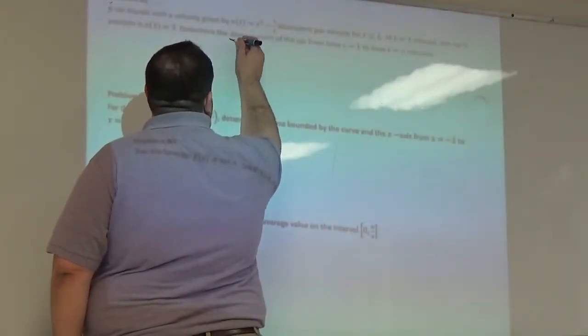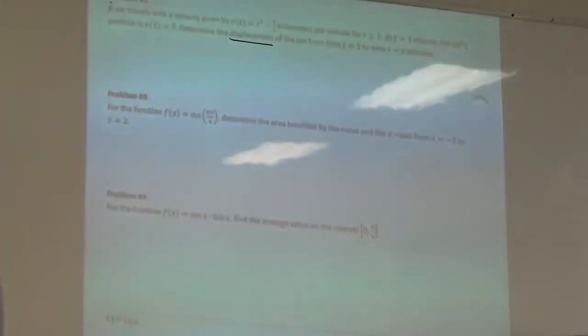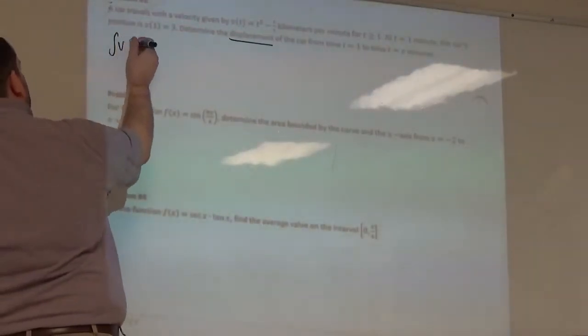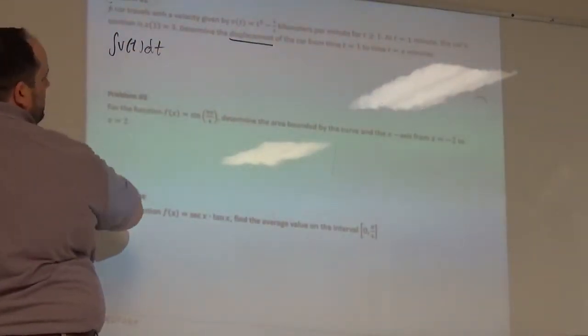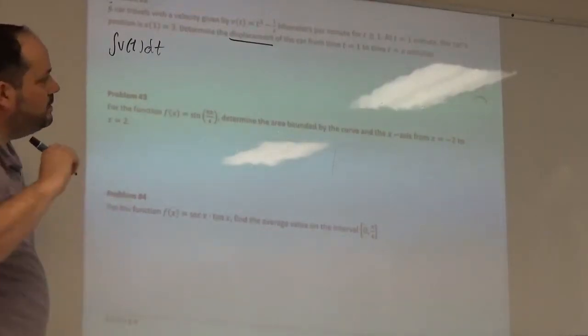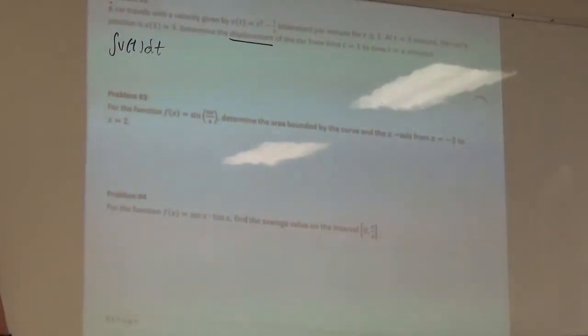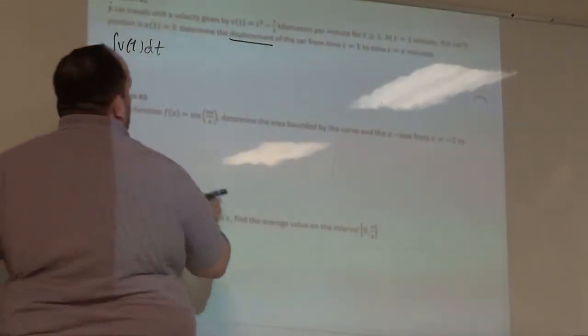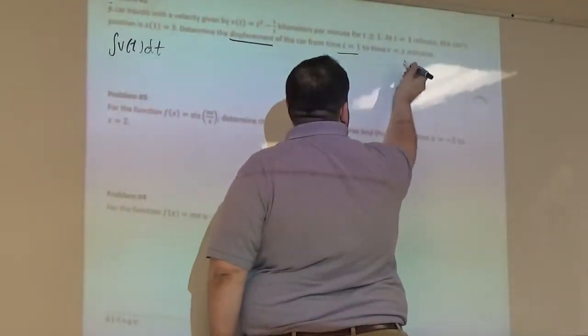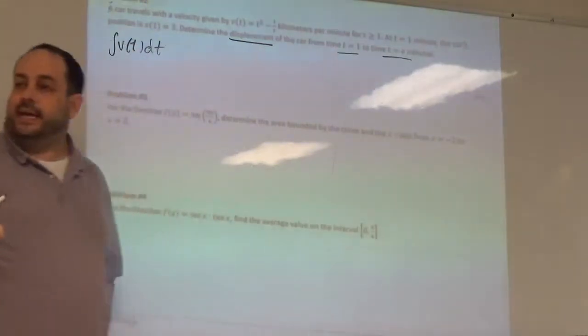All right, friendly reminder for everybody: how do we find displacement? If you're given velocity, how do you find displacement? You take the antiderivative of the velocity. So you need the antiderivative of the velocity from where to where? From t equals 1 to t. I want the displacement from 1 to e.